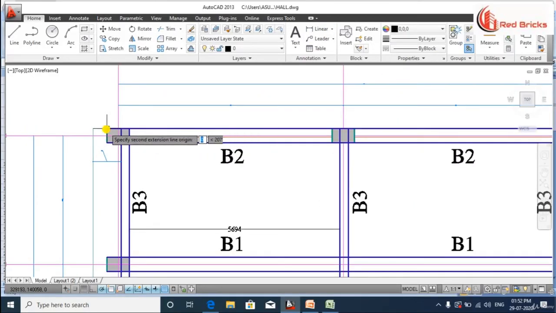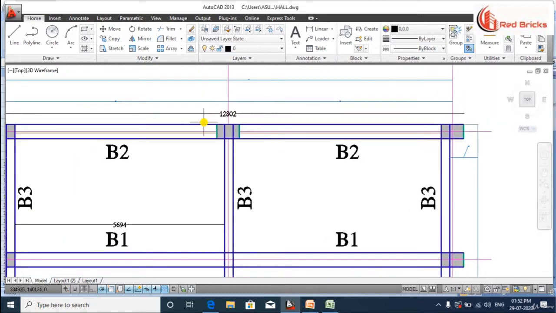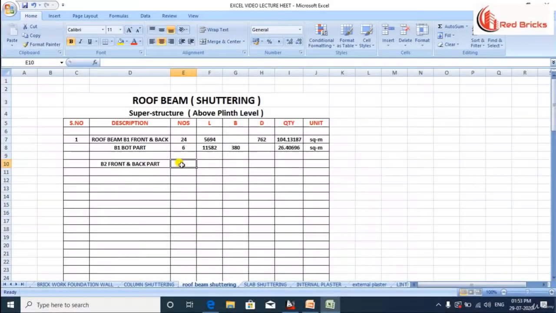The length of overall B2 in the backside is 12,802 and it will become the same in front side. Its number is 2, length is 12,802, its depth excluding slab is 300 mm and we calculate its quantity in similar way we found the above quantity.